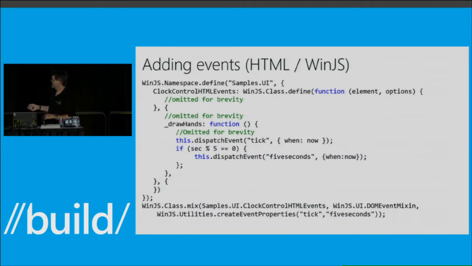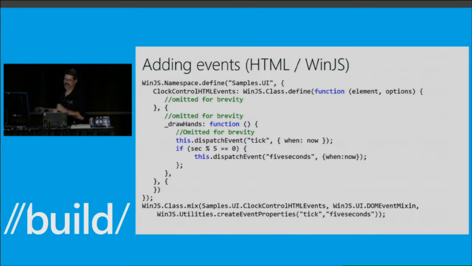So I've cut out a bunch of code here. We've already seen how we instantiate it. This is the other thing, we have to call dispatch event. This is what raises the event. This is just the JavaScript equivalent, so if you're familiar with it, that should be nothing new. And I don't have to create event args, because JavaScript's dynamic. So I say a property of when with the value of now, and then every 5 seconds I dispatch the 5 seconds event. Those are defined here in the mix.